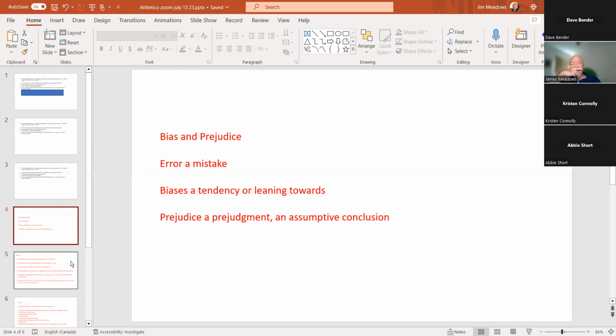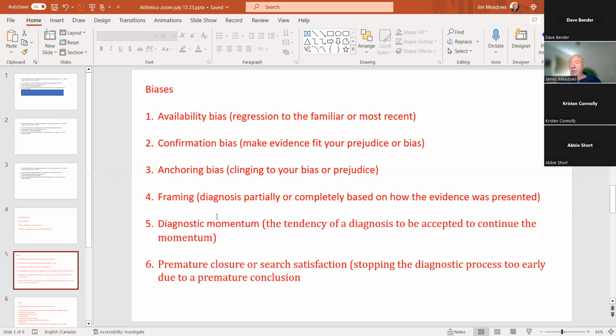Okay, so the biases we're most commonly concerned with. If you look in the literature on this, there's something like 50 or 60 different cognitive biases. A lot of them are exactly the same thing with a different name. A lot of them are exactly the same thing with a slight twist. But we'll concentrate on the ones that really affect us. First one is availability bias, which can be regression to the familiar, where you just go back to the most familiar thing you know. This is why you try and fit square pegs into round holes. You're going back to what's familiar to you.